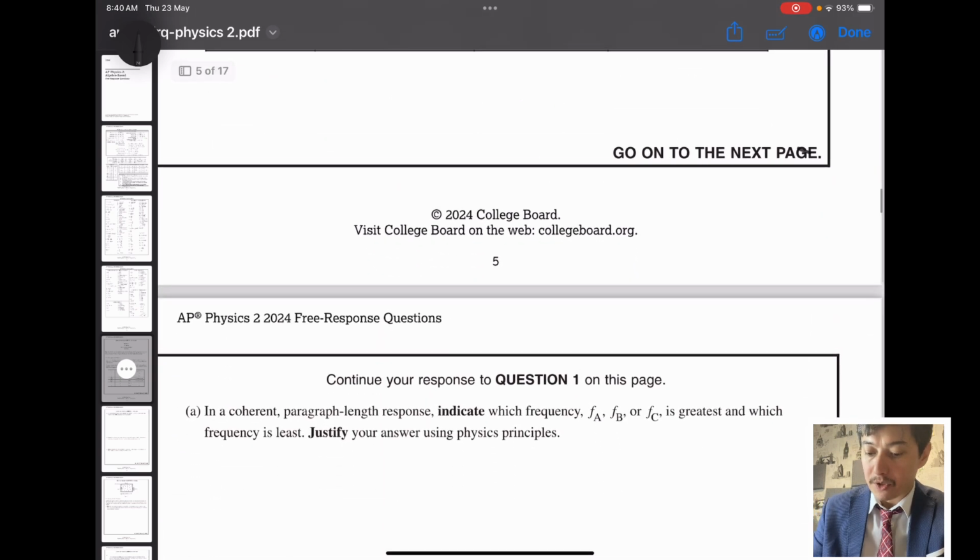Alright, here comes the first question. In a coherent paragraph length response, indicate which frequency, FA, FB, or FC is greatest and which frequency is least. Justify your answer using physics principles.